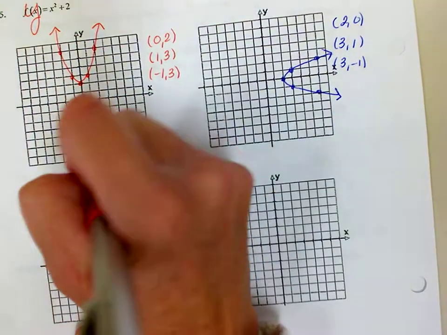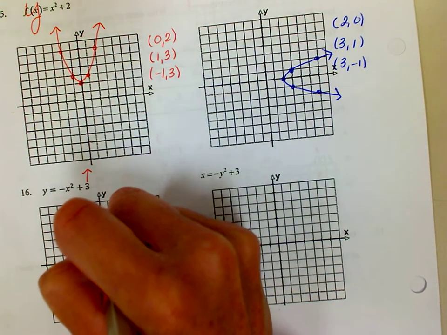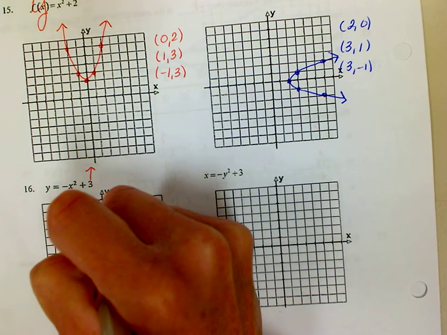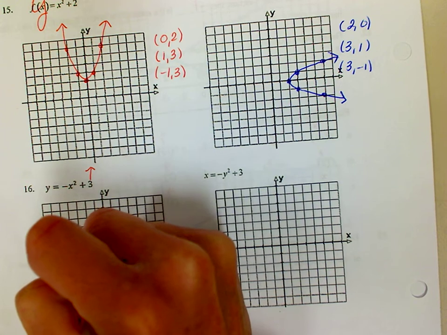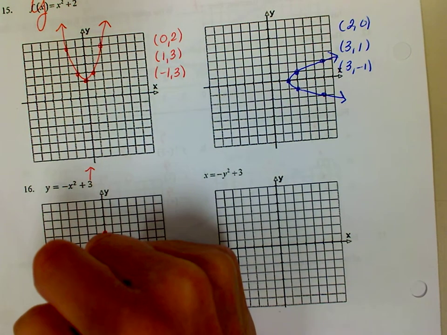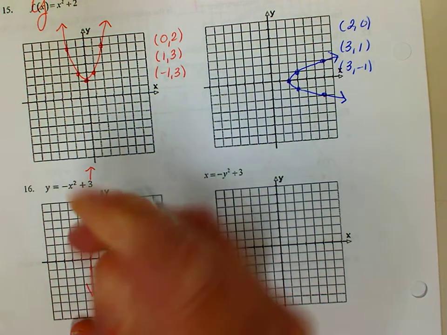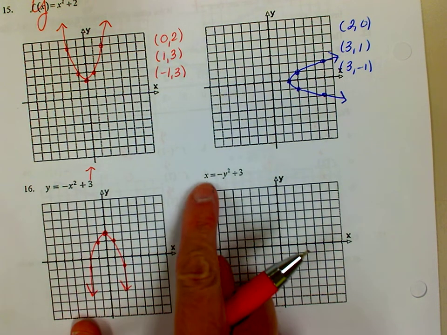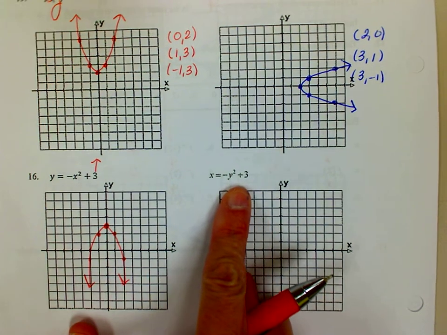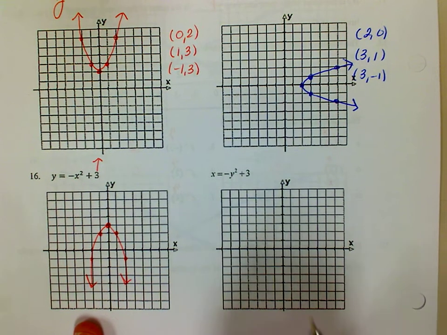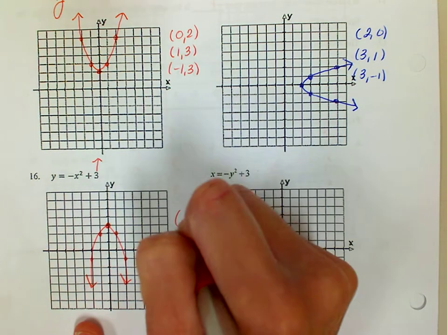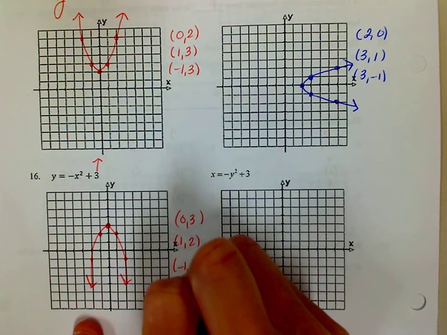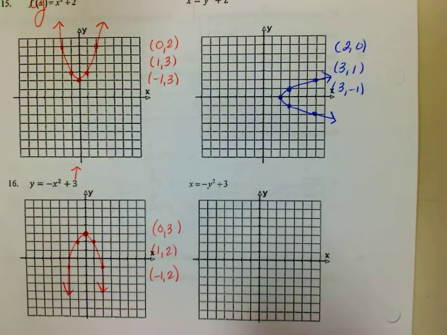Okay, 16. I'm going to first of all go up 3. That negative means it's going to be an upside down parabola. So here's the y equals negative x squared plus 3. If I switch x and y around, x equals negative y squared plus 3, I'm going to get the inverse. So I'm going to pick the 3 points that are clustered in the middle, 0, 3, 1, 2, negative 1, 2. I'm going to switch those around.